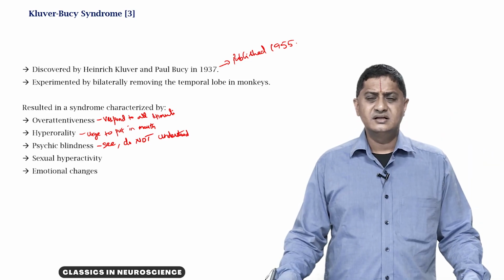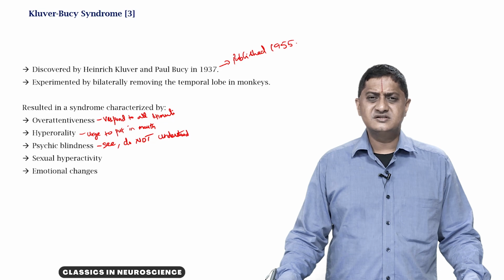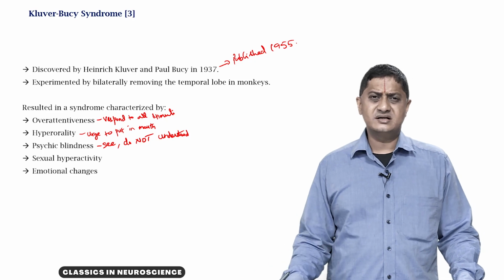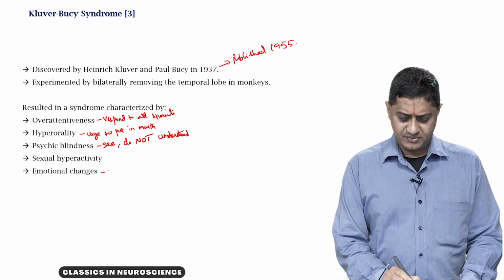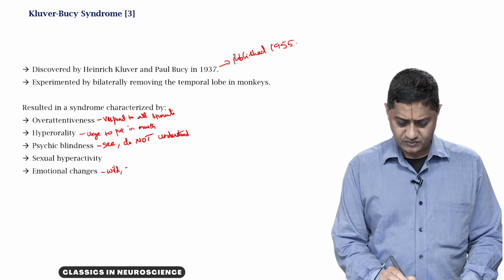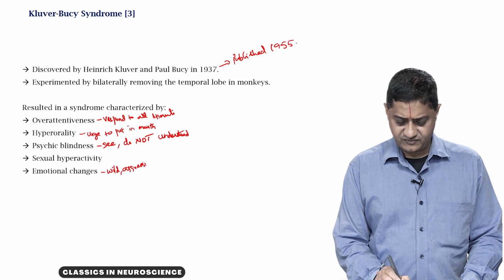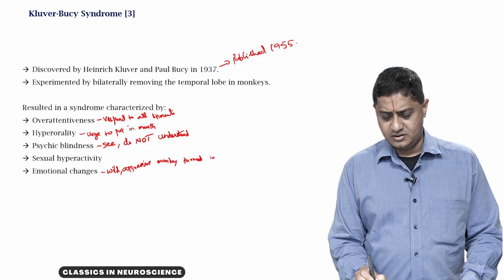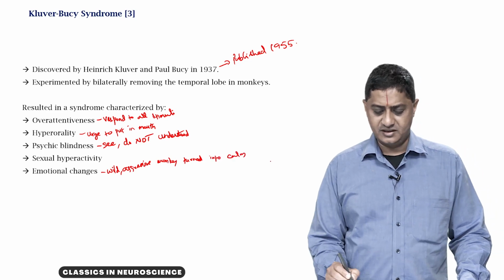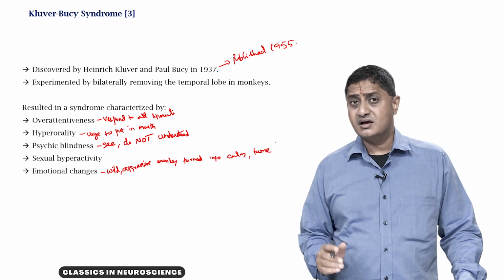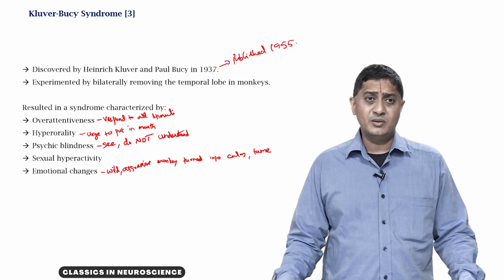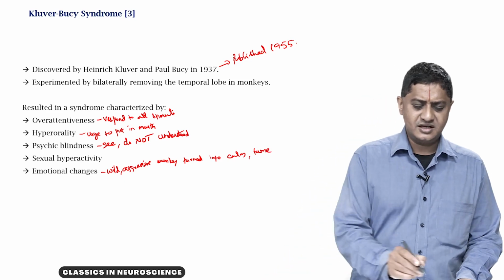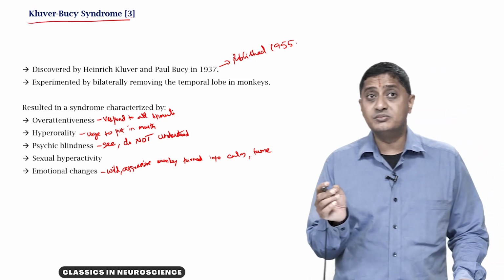And then finally, they also found that these monkeys had changes in their emotional behavior. Wild and aggressive monkeys became tame and calm. So, there was a marked change in the emotional behavior. All these sets of complex features together came to be called the Kluver-Bucy syndrome.